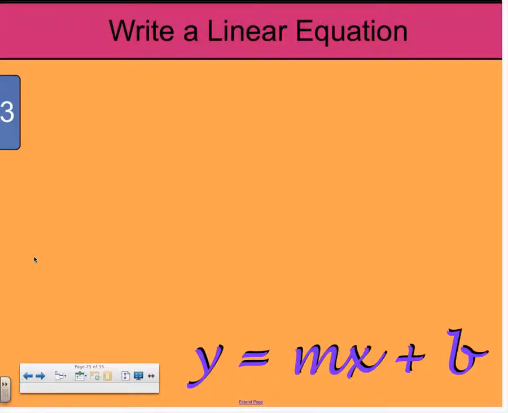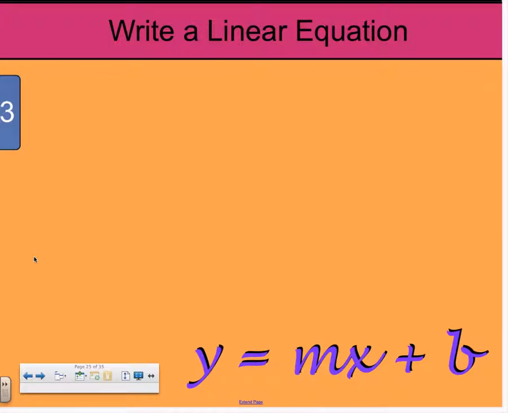In examples 1 and 2, we learned how to write an equation in point-slope form, and we learned that sometimes it might be necessary to convert it from point-slope form into slope-intercept form. So what I've decided to do is when I teach you how to write linear equations, we're just going to try and write them in slope-intercept form. That's the most common form, the form we use most of the time.